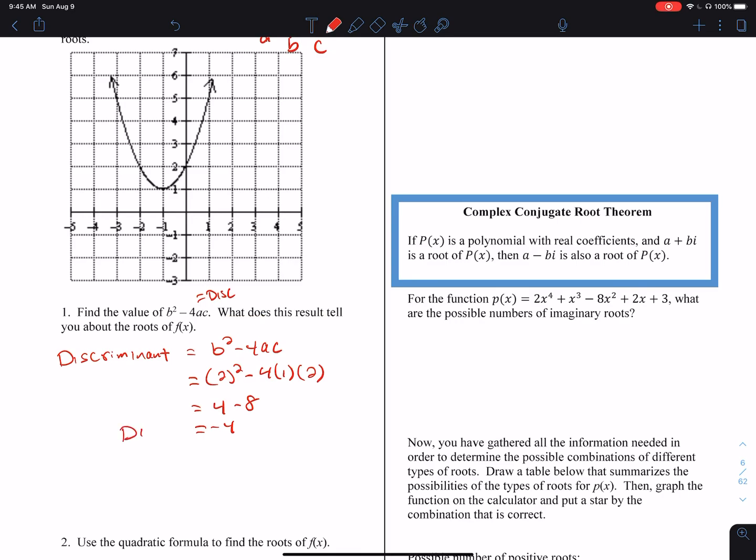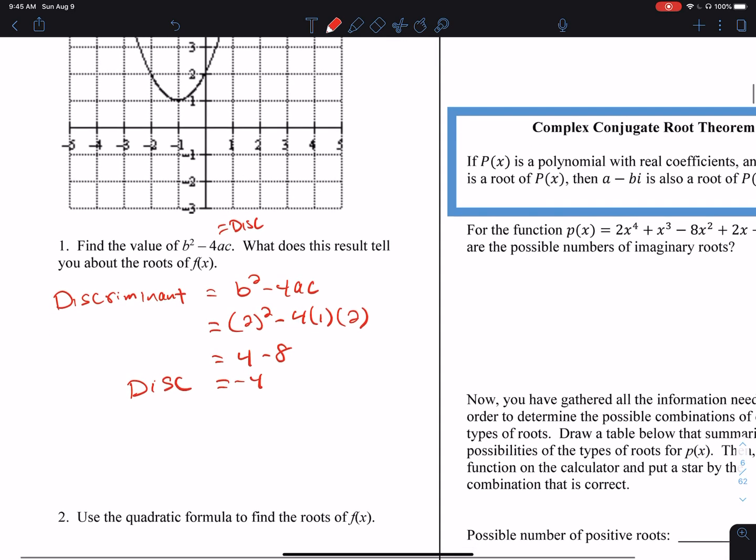If you remember from Algebra 2, the discriminant is going to tell you one of three things: either that you have no real roots, which is happening in this case, that you have two distinct real roots, or that you have one real root that's repeated, essentially. If the discriminant is less than 0, then there are no real roots, which means they have to be imaginary. So let's write that down. The discriminant is less than 0. Therefore, f of x has imaginary roots.